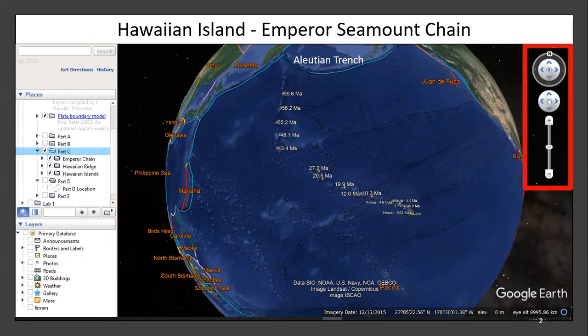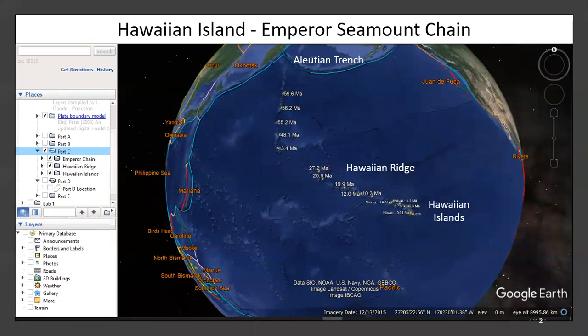Also, you may need to readjust north based on your view by either typing R or by clicking the little circled N near the top right corner. The Hawaiian Island Emperor Seamount chain is the most famous example of a trace of seamounts and volcanic islands created by an ocean hotspot. The Hawaiian Ridge, which includes the Hawaiian Islands, and the Emperor chain together form the Emperor Hawaiian chain.